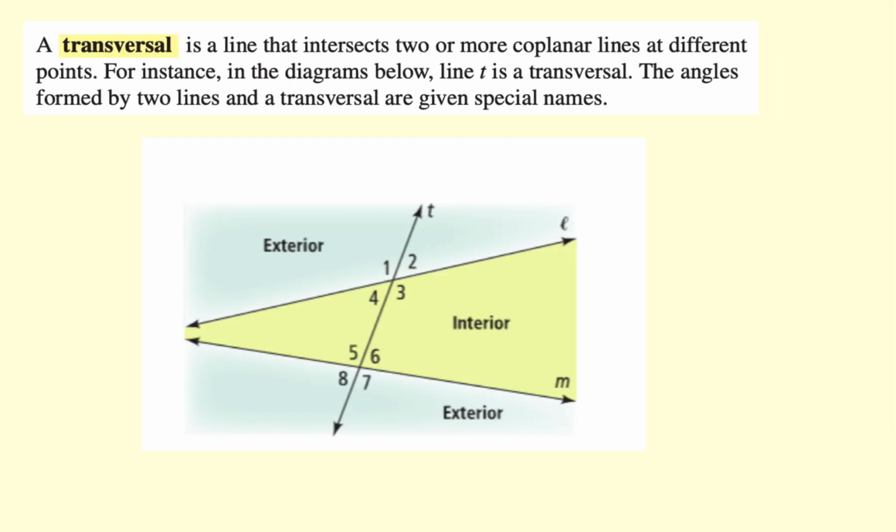A transversal is a line that intersects two or more coplanar lines. So this is the transversal, and here are the two other lines. These two lines, the space in between them is called the interior. Anything else is called the exterior. So we call these four angles interior angles, and we call 1, 2, 8, and 7 exterior angles.